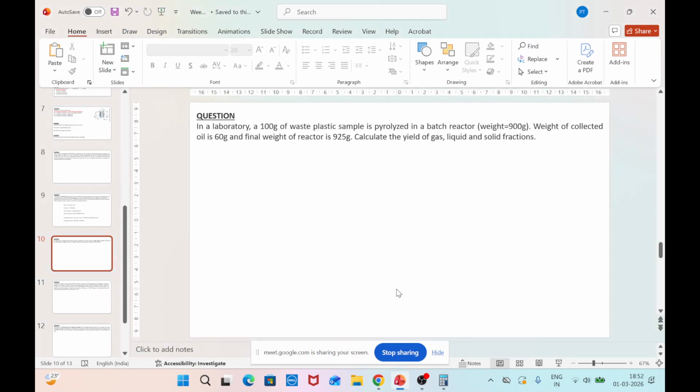In a laboratory, 100 gram of waste plastic sample is pyrolyzed in a batch reactor which weighs 900 grams. The weight of the collected oil is 60 grams and the final weight of the reactor is 925 grams. Calculate the yield of gas, liquid and solid fractions.